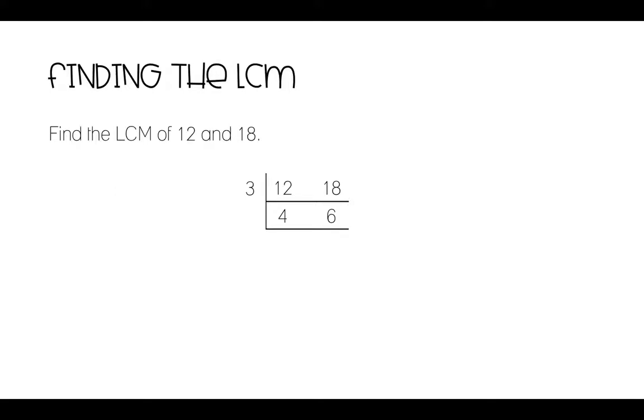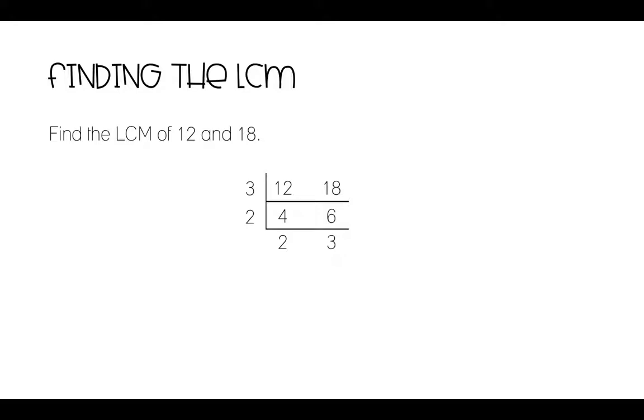Now if we look at 4 and 6, we go, well, are there any other factors of 4 and 6? Well, yes. 2 goes into both 4 and 6, so we put that on the side. And 2 goes into 4 twice, and into 6 3 times. Now 2 and 3 are both prime numbers, so we can't find any more common factors other than 1. So we leave that as it is.